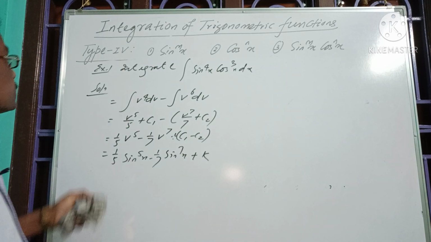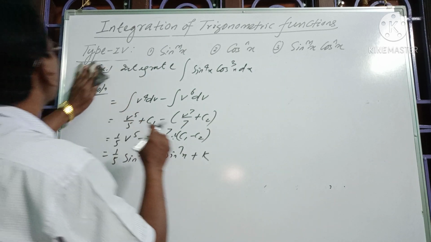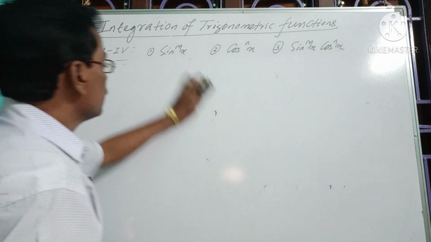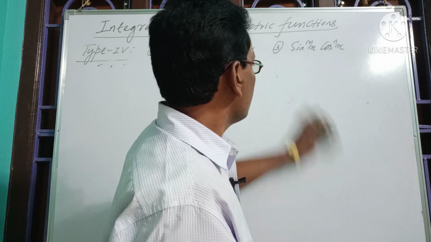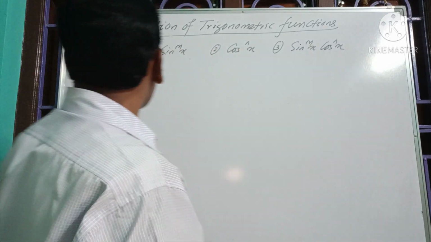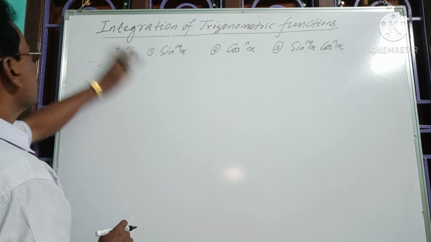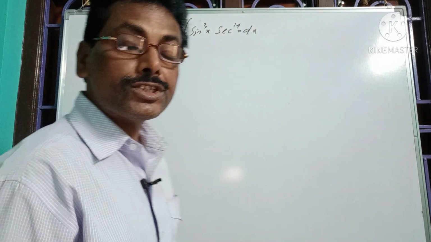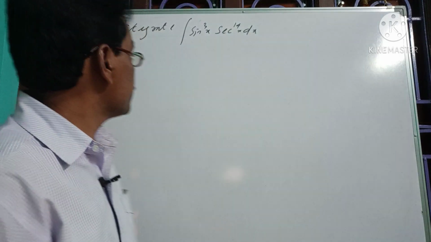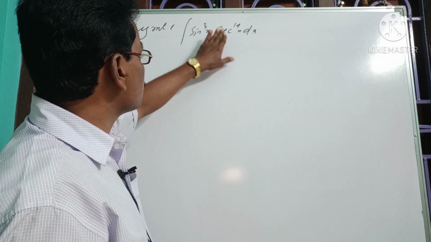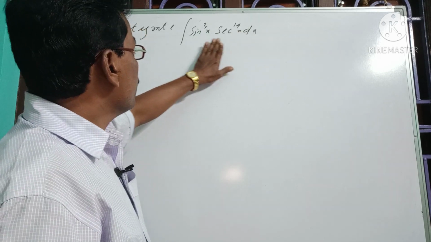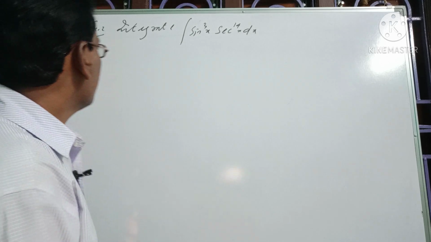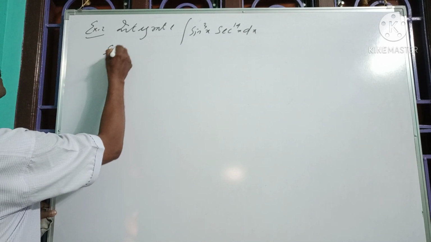Again, let us consider the second example, where the secant function contains an even power. We have to integrate sin to the power 3x into sec to the power 14x dx, where sec to the power 14x contains an even power of x. So let us see how to integrate it.